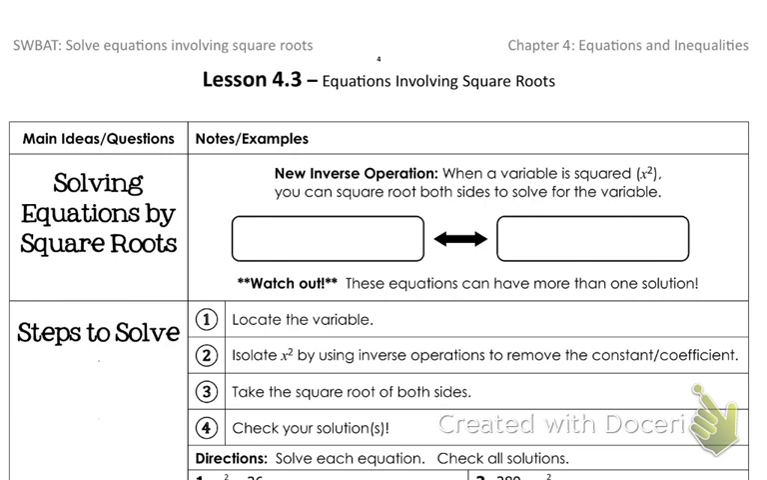Okay, so now we have a new inverse operation we're going to talk about. If you have something like x squared, that's a square. The opposite of a square is a square root. So when you square something, the opposite is a square root. And notice how the arrow goes both directions? So the opposite of a square root will be a square. So squares and square roots undo each other, just like multiplication and division undo each other.